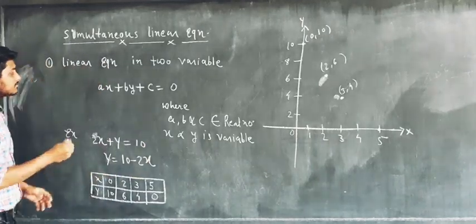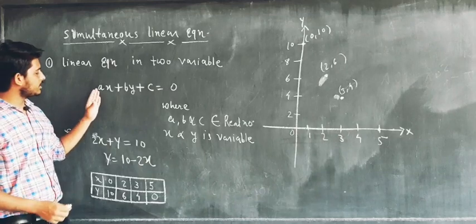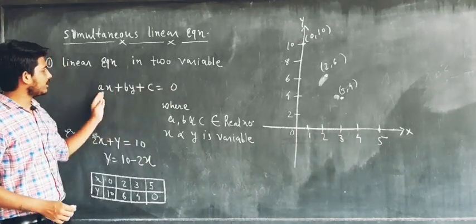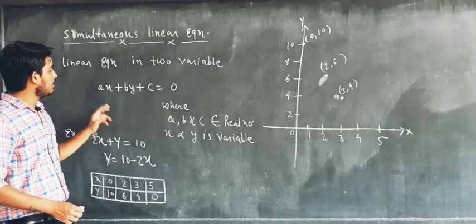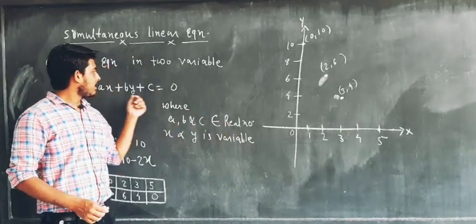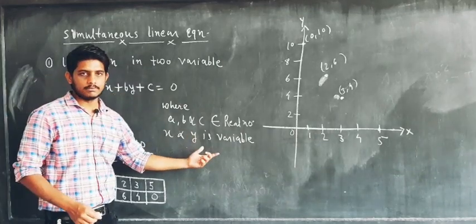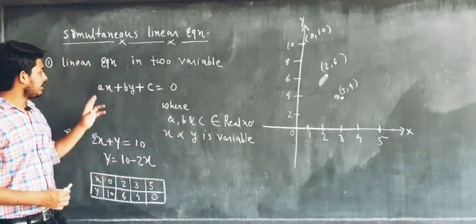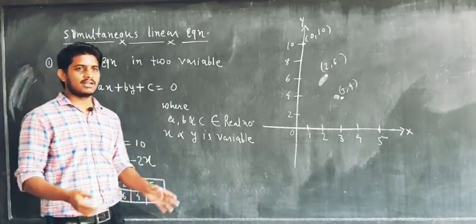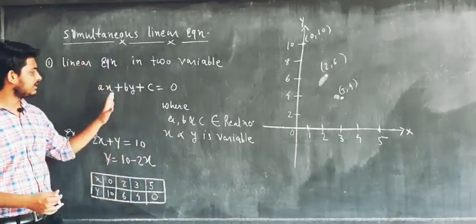So the general form of a linear equation is ax plus by plus c equals to 0, where a, b, c all belong to real numbers and x and y are variables. X and y are variables and a, b, c are real numbers. They may be rational, they may be irrational, anything it can be.